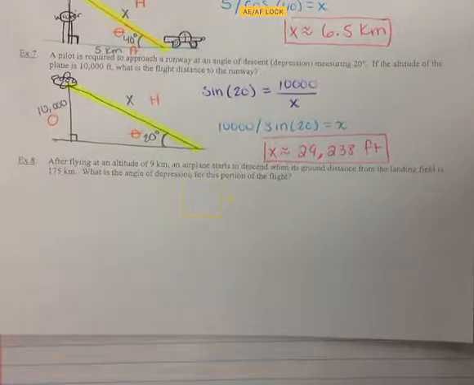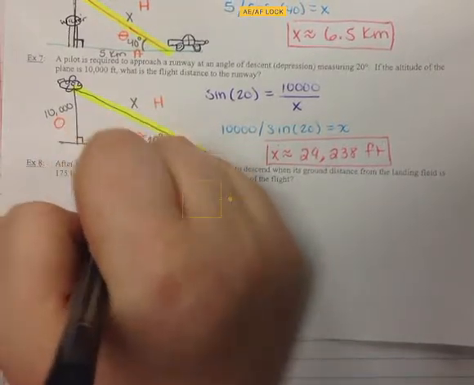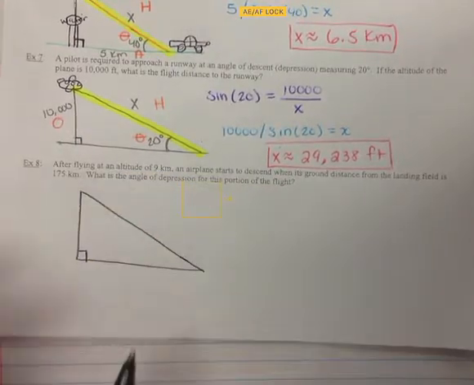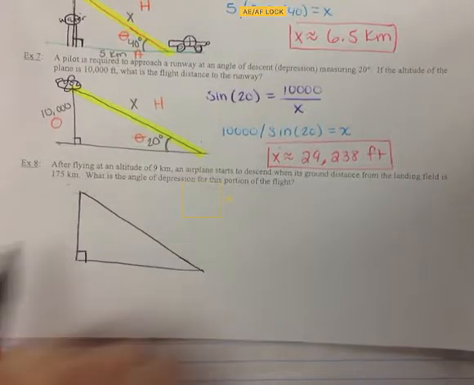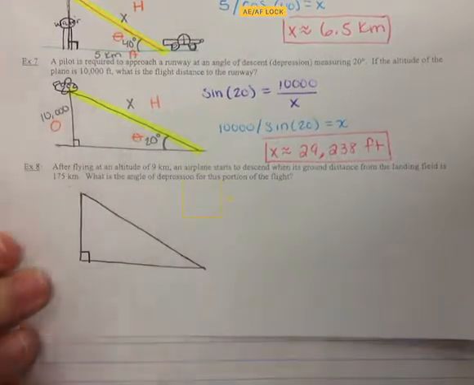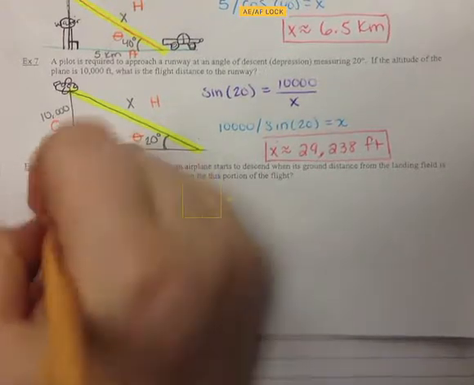This last example, it says after flying at an altitude of 9 kilometers, an airplane starts to descend when its ground distance from the landing field is 175 kilometers. What is the angle of depression from this portion of the flight? So again, we want to draw a right triangle. We basically just want to draw a right triangle. We know we have an airplane. The airplane's up here. After flying at an altitude of 9 kilometers, that altitude is always from the ground up. This is our 9 kilometers.